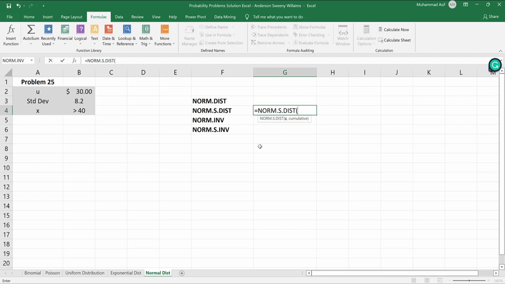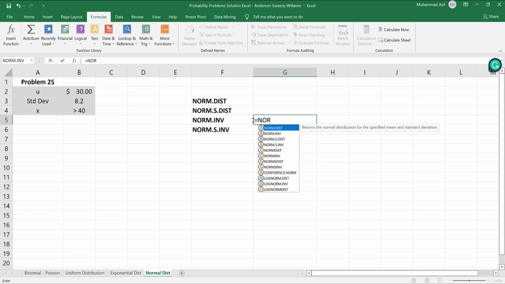Then NORM.INV, norm inverse, is used when you are using probability as an input. Now note that in norm distribution, probability was the outcome, our result was probability, but over here probability will be an input. So for example, NORM.INV, and it automatically gives suggestion. It requires you to enter the value of probability and then mean and standard deviation. And this is useful when we want to calculate z-value.